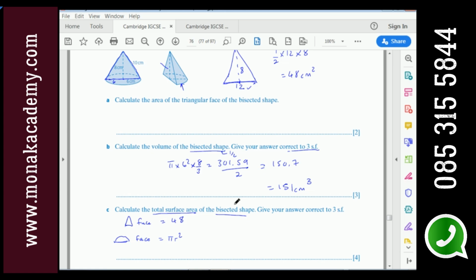Okay. Can you put your things in the area of a circle? Pi radius squared. What is our pi? It's pi. What is our radius? Okay. When you put it in the calculator, what do you get? I need the answer to 3 significant figures. Okay, for now we write it out as it is.